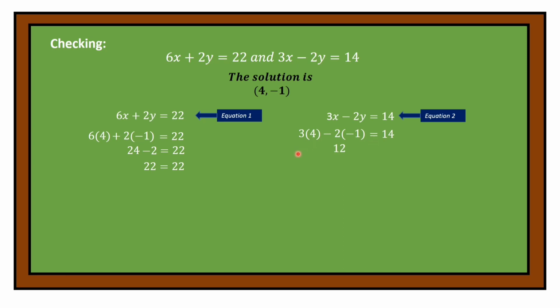3 times 4 is equal to 12, and negative 2 times negative 1 is equal to positive 2. And then, we copied equals 14. 12 plus 2, that is equal to 14, and 14 is equal to 14. So, it means that 4, negative 1 is really the solution of the equation 3x minus 2y equals 14. So, tama ang ating nakuhang solution.